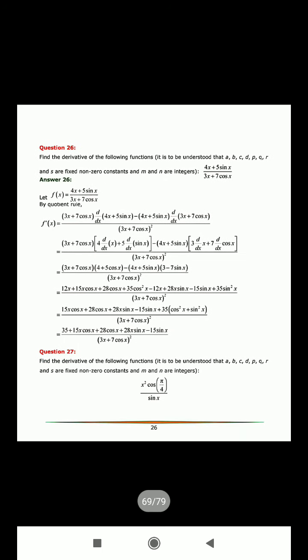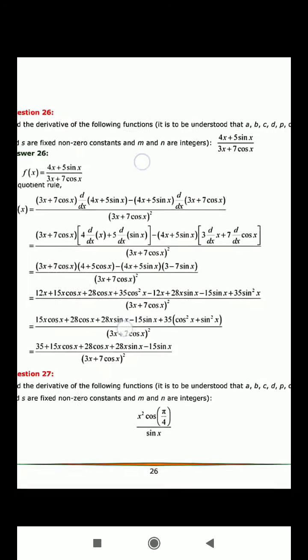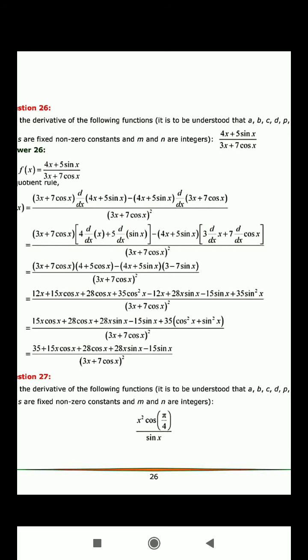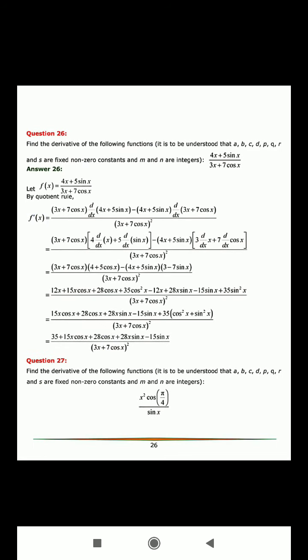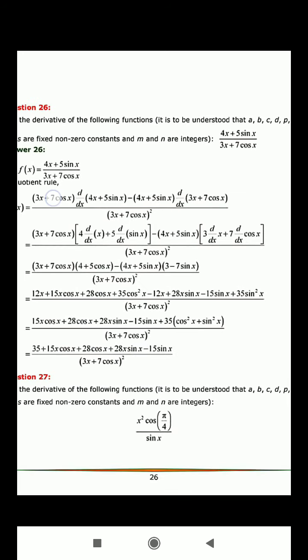Question number 26. This is based on the quotient rule. One function is given in the numerator, one function is given in the denominator. So in the quotient rule, what to do? f'(x) is equal to denominator as it is, differentiation of numerator, minus sign in between, now numerator as it is, differentiation of denominator, divided by denominator whole square.